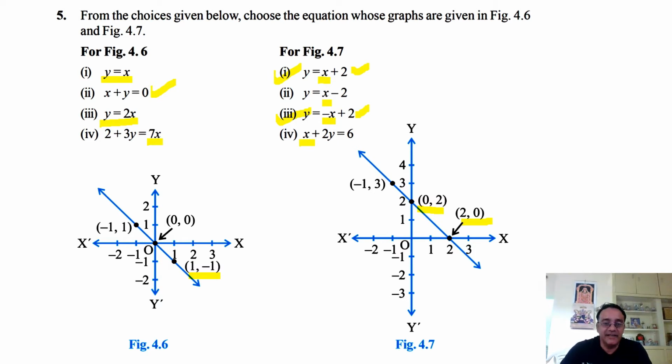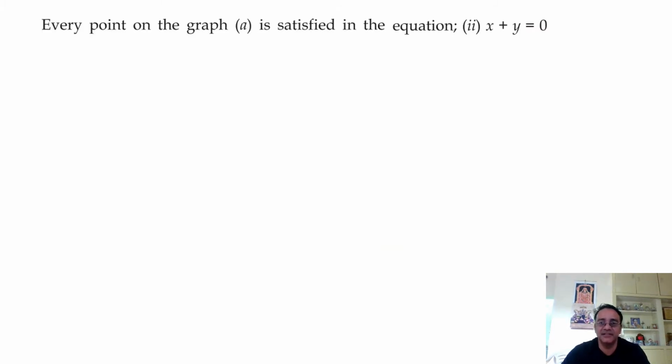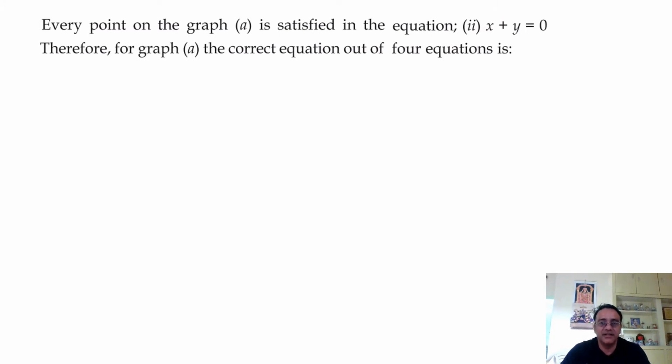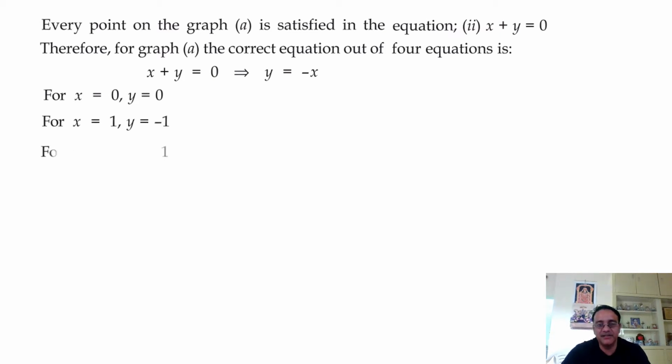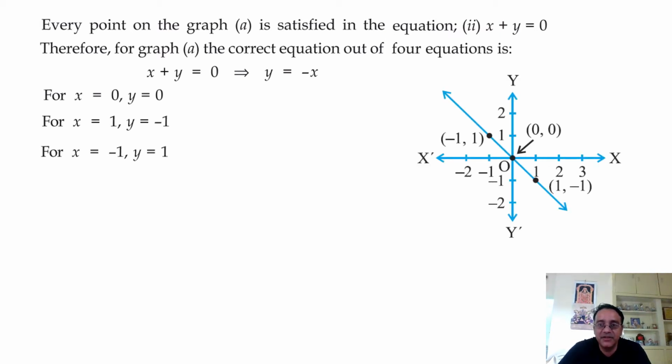So now the writing part. First we'll take every point on the graph A is satisfying in equation 2 that we have seen just now, that is x plus y is equal to 0, the first graph. So therefore for graph A, the correct equation out of 4 equations is x plus y is equal to 0, that is y is equal to minus x. Let us check. For x is equal to 0, y is 0. For x is equal to 1, y is minus 1. For x is equal to minus 1, y is 1. See the graph. Whatever the 3 points are given, we checked for all 3 points. Okay, so that means this is the correct equation.